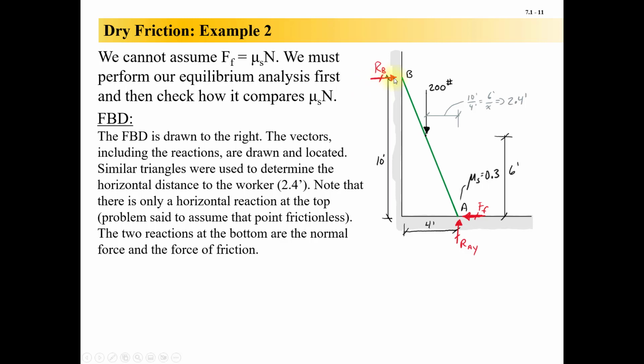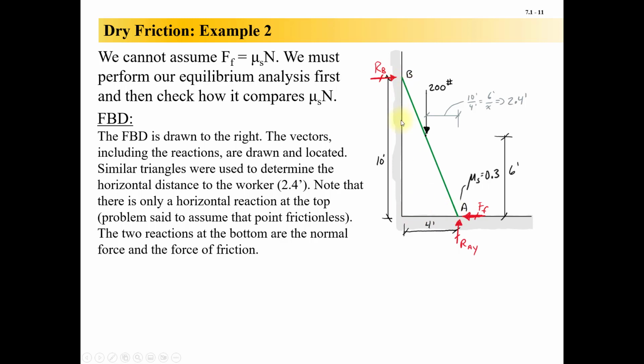We have this one pushing to the right. It's normal to the surface, right? There's not one in any other orientation because there's no friction up there. We have this 200-pound force acting down. We need to solve for the distance because we're going to sum moments about A. So it's 4 feet all the way across.